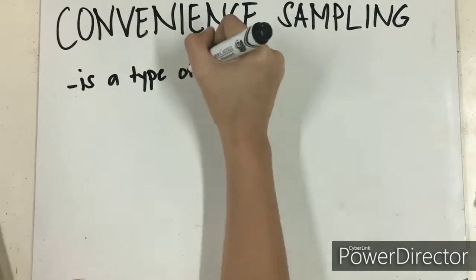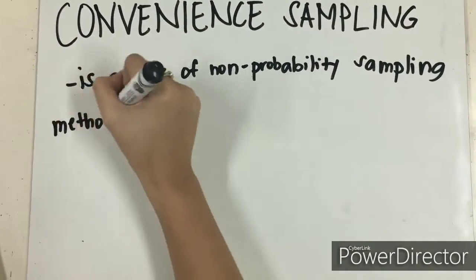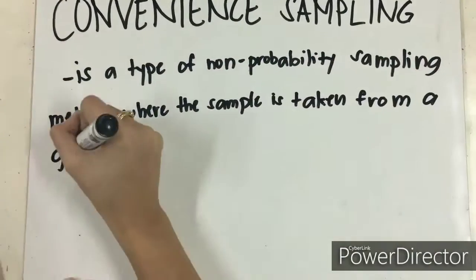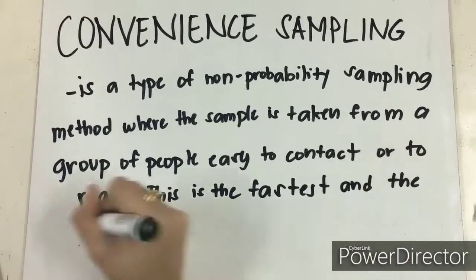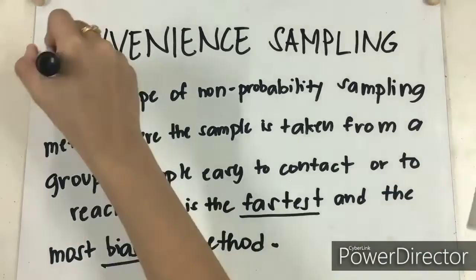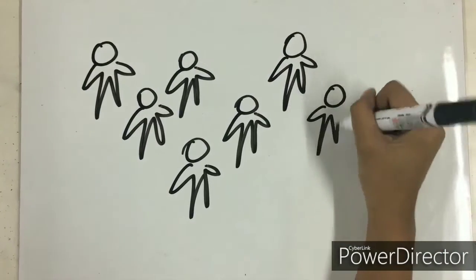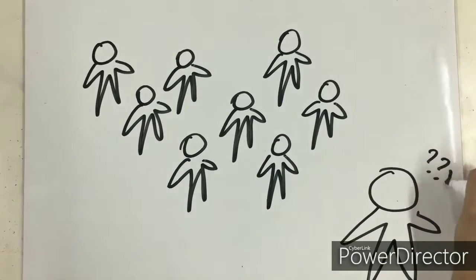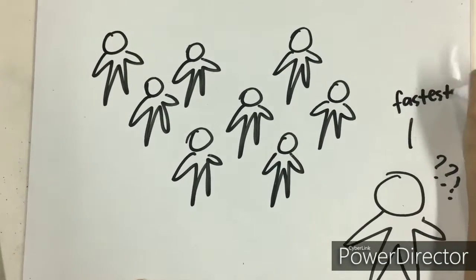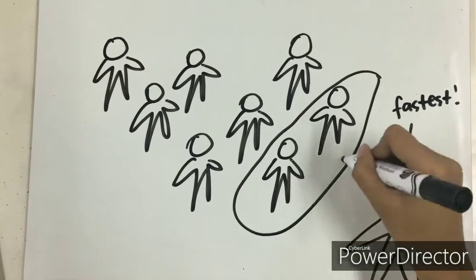Convenience sampling is a type of non-probability sampling method where the sample is taken from a group of people easy to contact or to reach. This is the fastest and the most biased method. The subjects are selected just because they are the easiest to recruit for the study, and the researcher did not consider selecting subjects that are representative of the entire population.